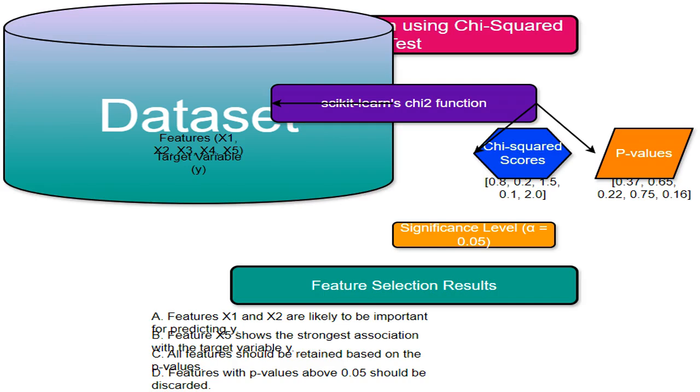I am using a dataset with 5 features, which I'll call x1, x2, x3, x4, and x5. Each feature represents a different characteristic of the data. I also have a target variable, y, which is the thing I am trying to predict.